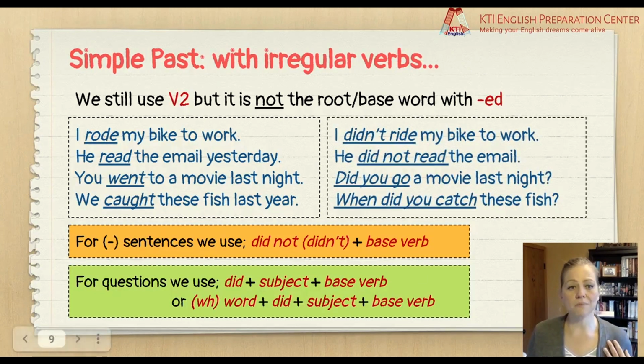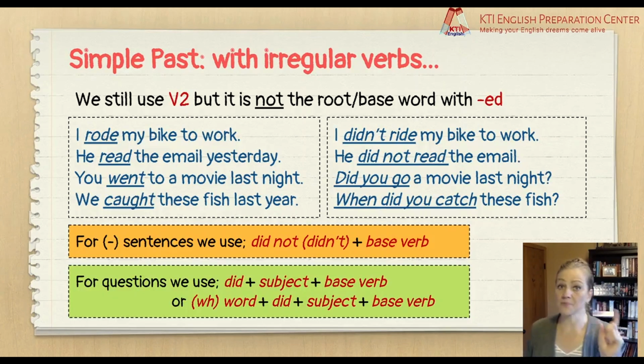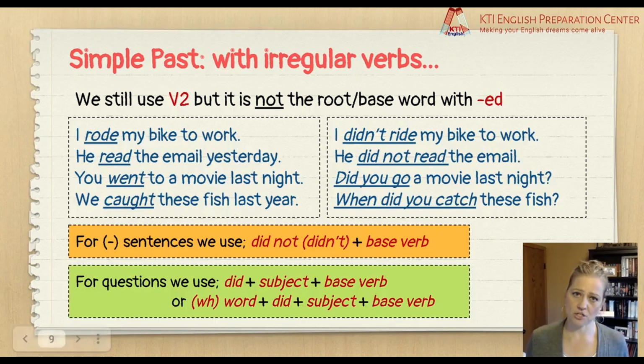So let's take a look. I rode my bike to work is simple past. Simple past for negative, I didn't ride my bike to work. He read the email yesterday. He did not read the email. So pronunciation is different, spelled the same. You went to a movie last night. Did you go to a movie last night? There I go again, making a mistake. We caught these fish last year. When did you catch these fish? Okay.